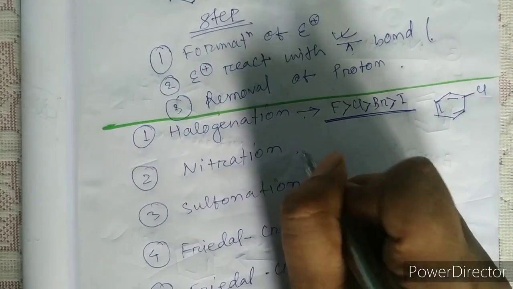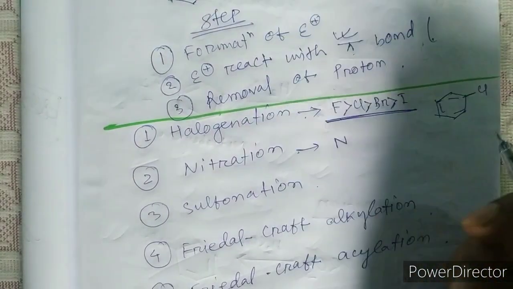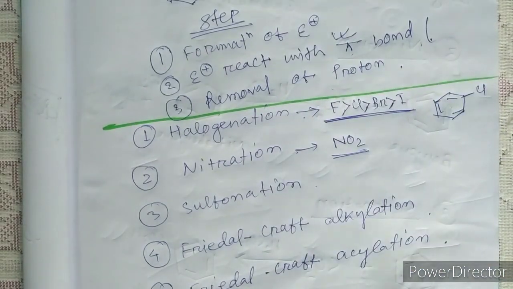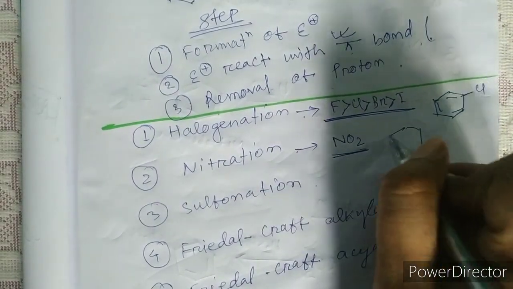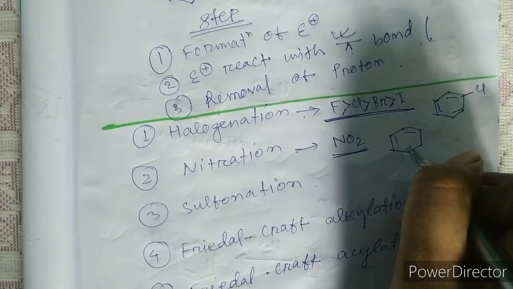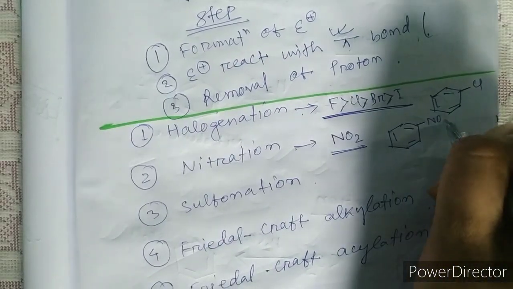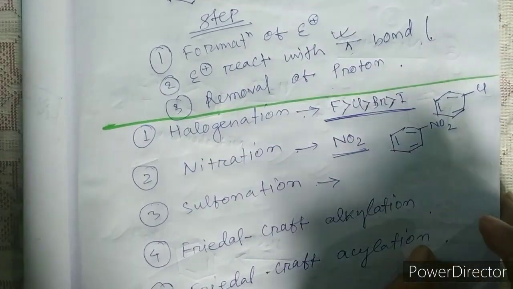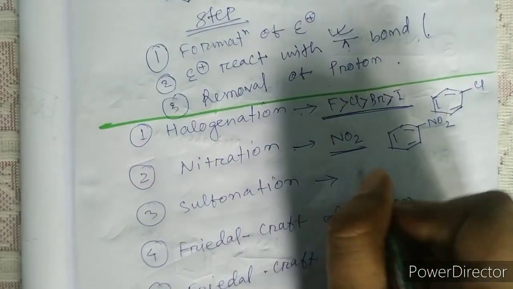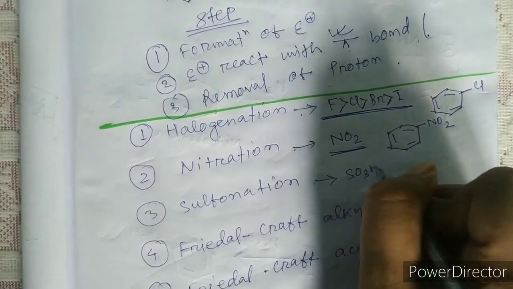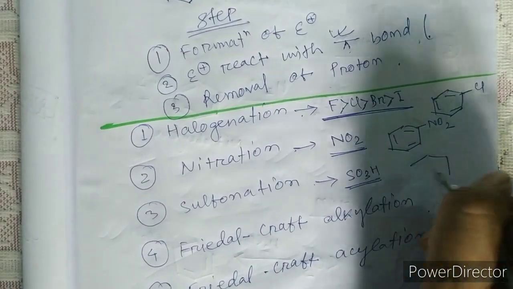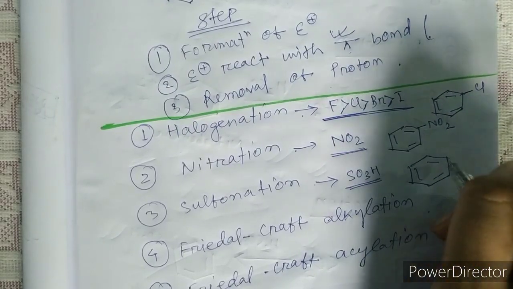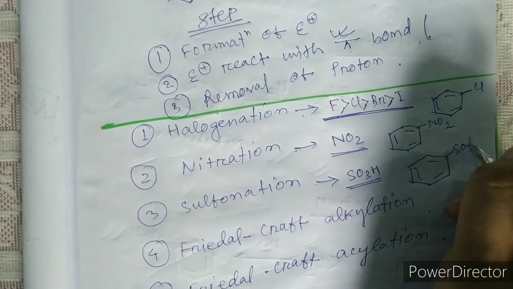And in nitration you are going to get a product where NO2 substitutes a benzene hydrogen. So you will see this type of product, NO2 here. Then sulfonation. In sulfonation there is confusion between SO3 and SO3H, but at the end you will get SO3H in your product, that is benzene sulfonic acid, SO3H.